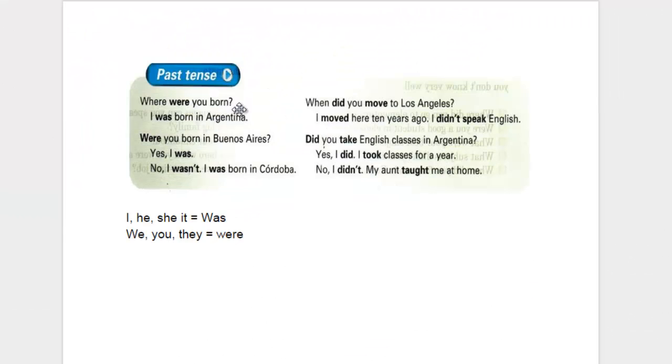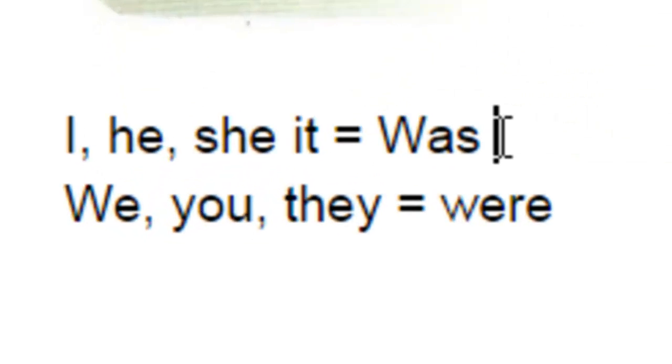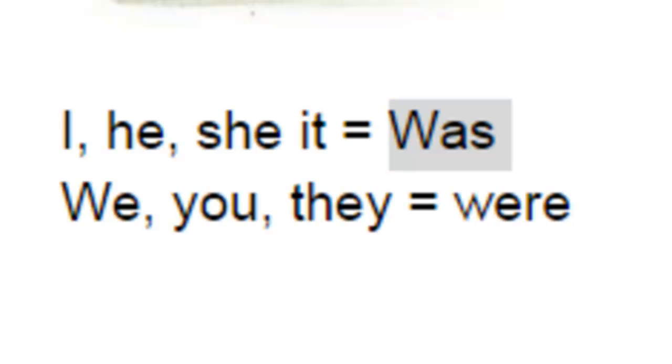So we're going to try to make sense of these two questions that you see there on the left. Where were you born? Were you born in Buenos Aires? And the first thing that I want to point out is that we're still going to follow the rule that we learned in our previous lesson, which was that we're going to follow the verb to be, either was or were, depending on the pronoun. So if I talk about I, he, she, or it, then the verb to be that we'll use will be was. And whenever we talk about the pronouns we, you, or they, the verb to be that we're going to use will be were.